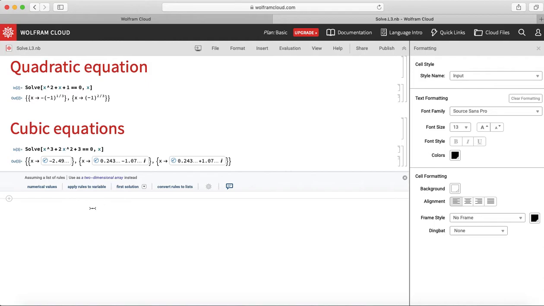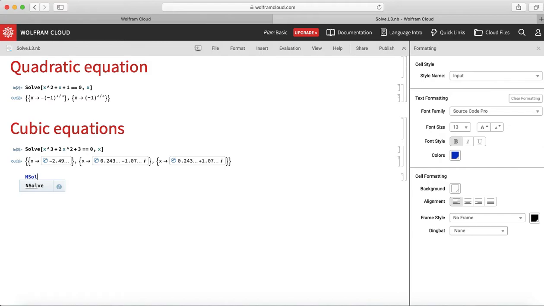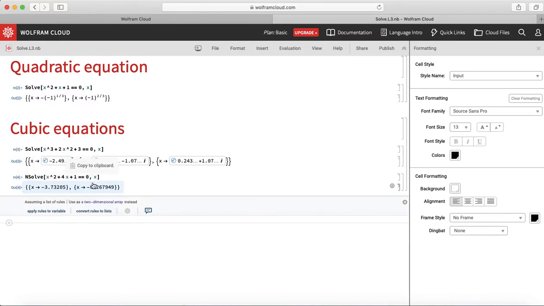Now, also if I would like to solve numerically any equation, I can use NSolve. If I take x square, any equation you can take depending upon what you would like to solve, equal to 0 comma x. Okay, so it will solve this equation numerically and I will get these solutions.